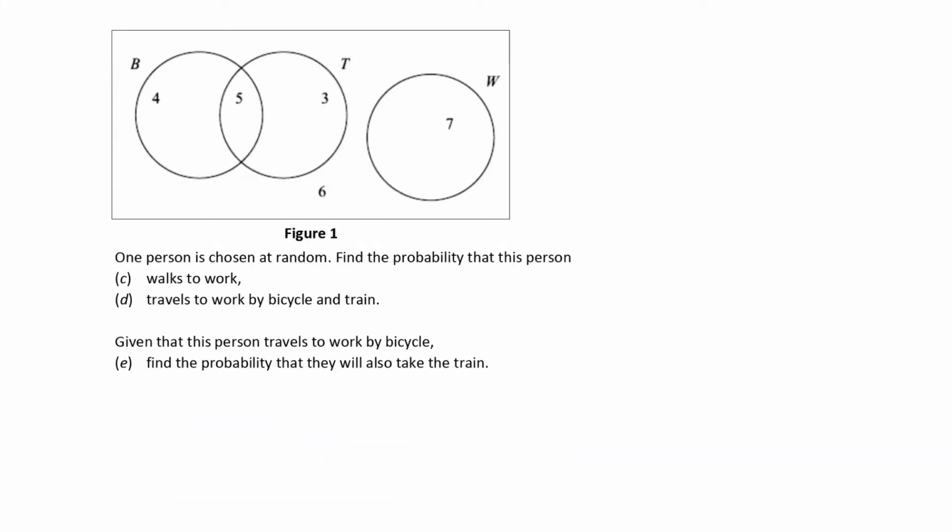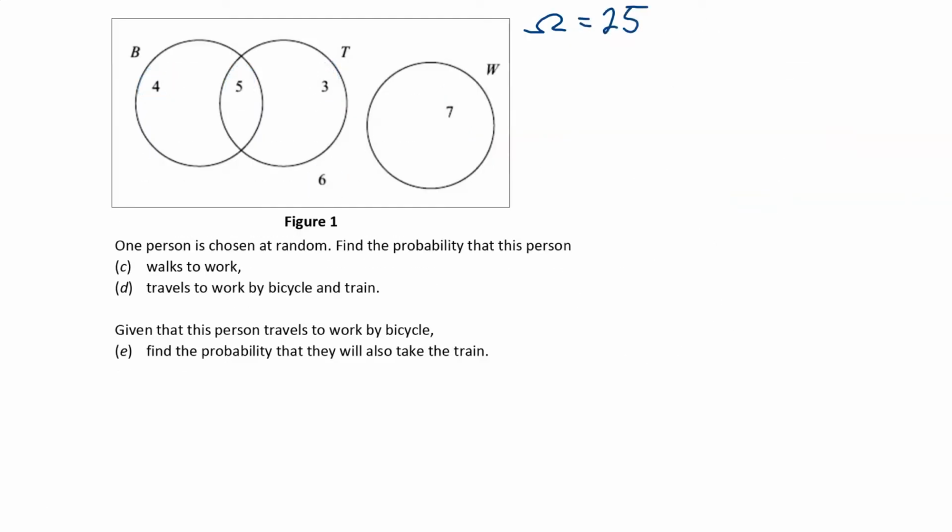Part C says, one person is chosen at random. Find the probability that this person, first of all, walks to work. So if we look at our sample space, our total sample space is 6 plus 4 plus 5 plus 3 plus 7, which is equal to 25. Now we need to look at the number of people that walk to work. The number of people who walk to work are in the W circle, so the probability that somebody walks is equal to 7 out of 25, because there are 7 people there out of a total sample space of 25.